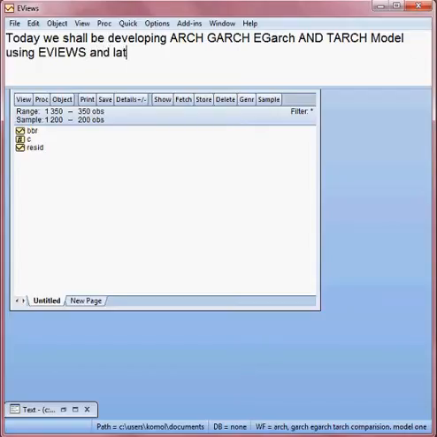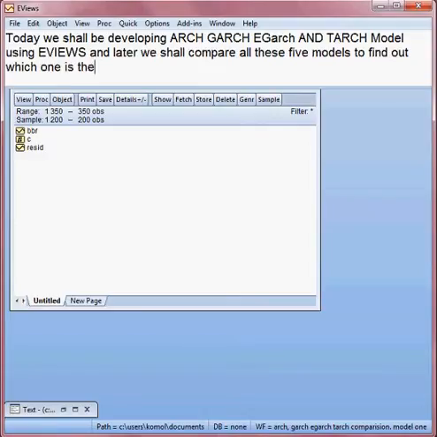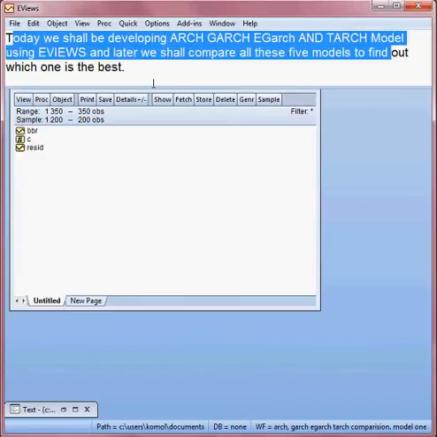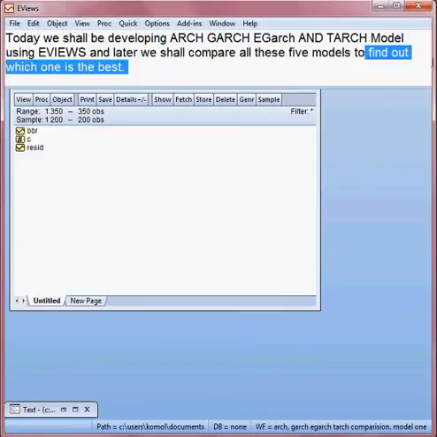and later we shall compare all these five models to find out which one is the best. So that is our task.